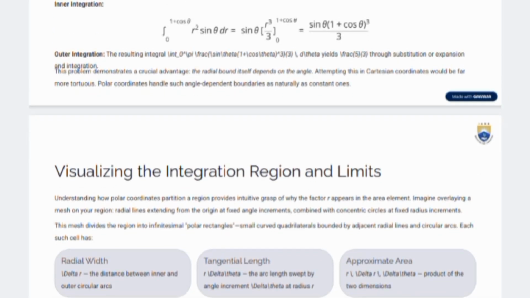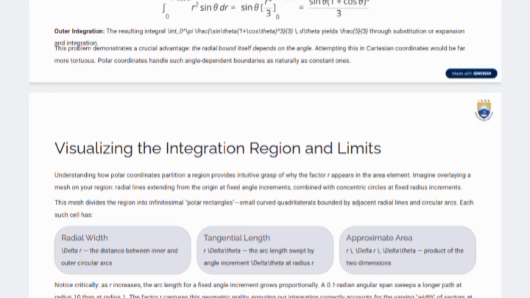In radial width, delta r is the distance between the inner and outer circular arc. Tangential length is r delta theta, the arc length subtended by an angle delta theta at radius r. The approximate area is r delta r delta theta, the product of the two dimensions.